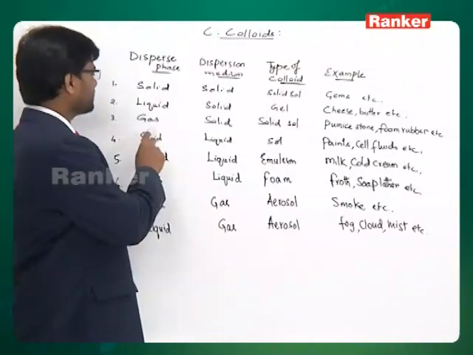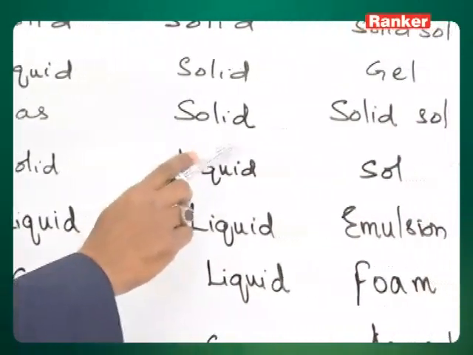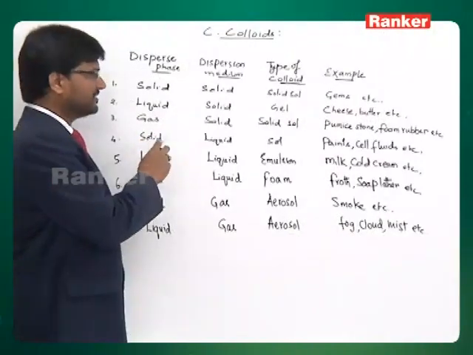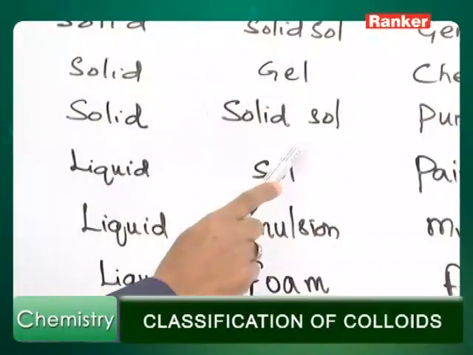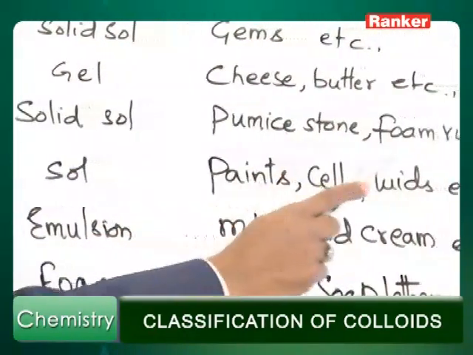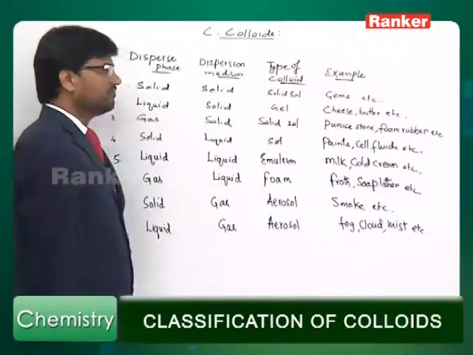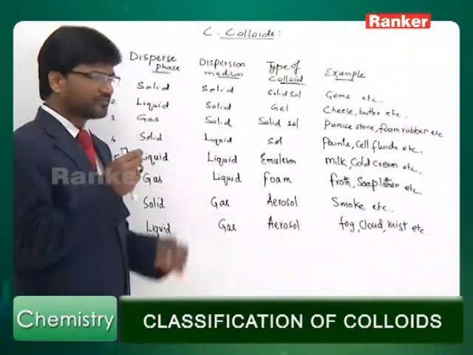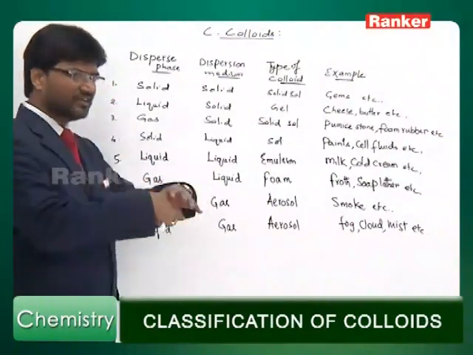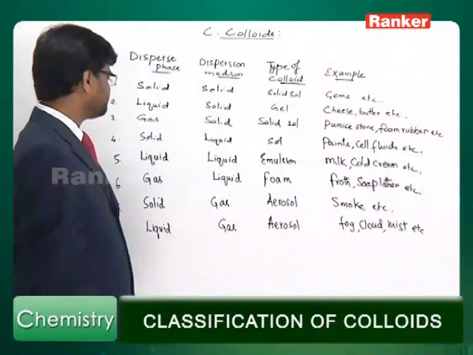Then you have gas in solid. Dispersion medium is a solid and dispersed phase is a gas. It is called solid sol. Examples are pumice stone, foam rubber. Foam rubber consists of air gaps in between the continuous solid phase, that is rubber.